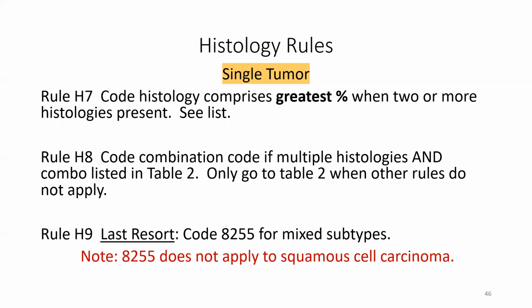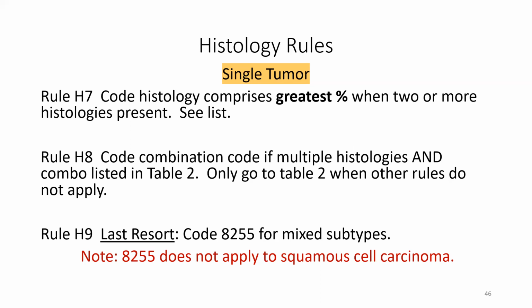This is the current updated H7 rule to code the histology that comprises the greatest percent when two or more histologies are present. There is a long list under this rule giving you examples of these histologies. If you have the predominant or the percentage listed in the path report, make sure that you're coding that histology with the greatest percentage.